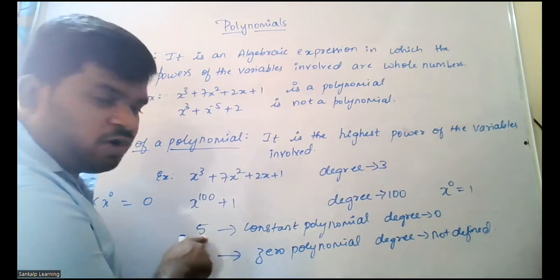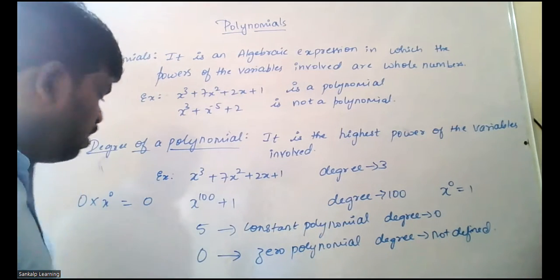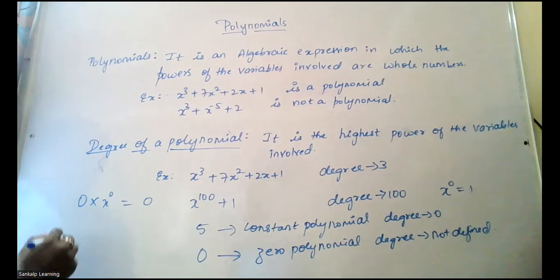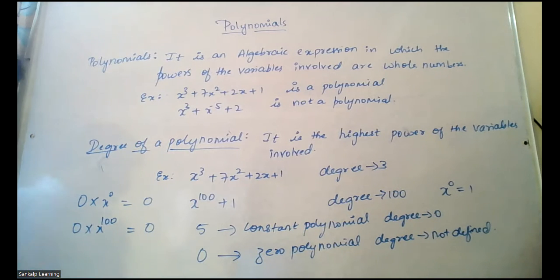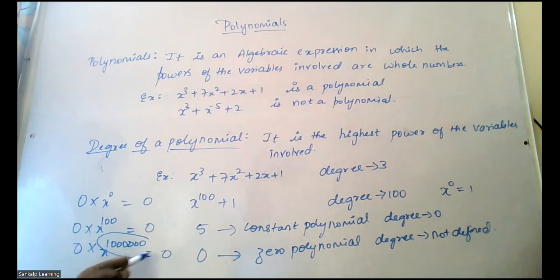So the degree of the constant polynomial, we took it as 0. But 0 into x to the power 0 is also 0. 0 into x to the power 100 is also 0, right? Or 0 into x to the power 1000000. 0 and anything is 0. So the degree is not defined.